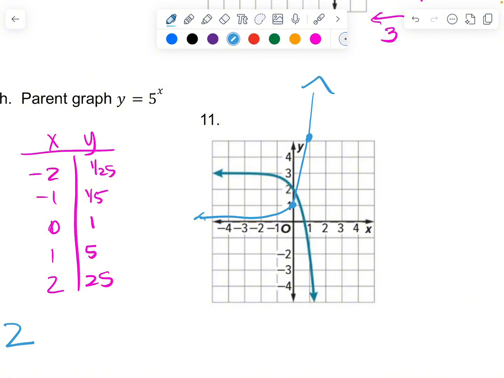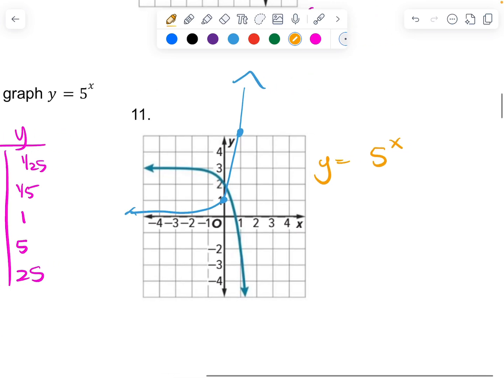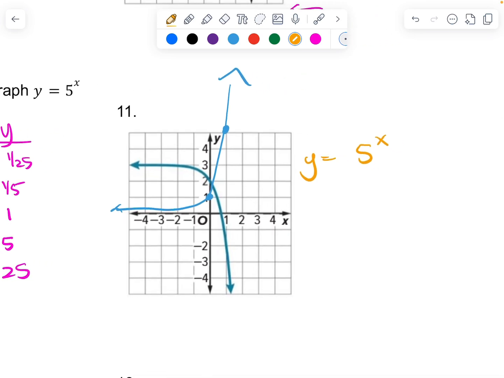So we're looking to see what it did. Okay, it flipped over the x-axis. So that means there's a negative out in front. So if this flips over the x-axis, that means we have this point right here, and this point right here.